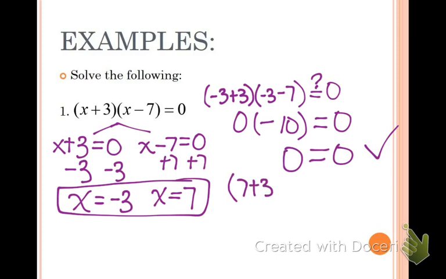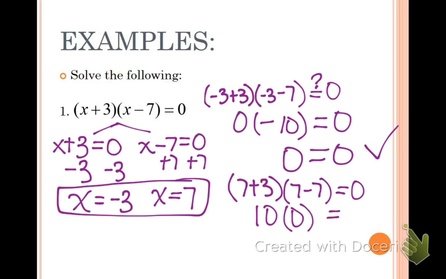So we have 7 plus 3 times 7 minus 7. 7 plus 3? Anybody? 10. It's 10. 7 minus 7? 10 times 0? 0. So did we get it right? Yes. Yes, we did. They both worked. It's not always going to check out quite that easily where it's like, oh, obviously we're going to get a 0 on one of those both times. It won't always be that easy to check, but sometimes it will be. Questions before we go on to number 2?